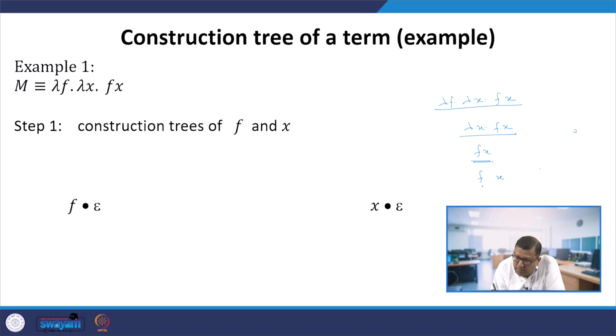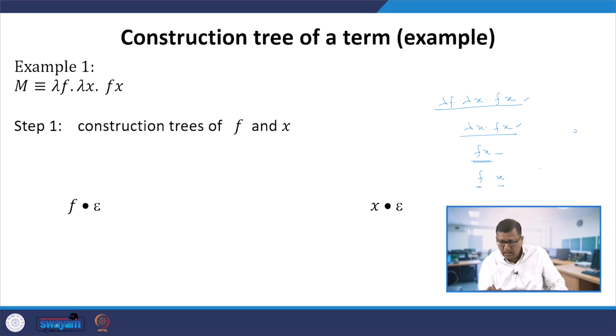So how many subterms are there? 1, 2, 3, 4, 5. So there are 5 subterms in this. So the tree will contain 5 nodes, and each of them will be labeled by one such subterm. So that is the idea. The idea of constructing this tree is from these simple subterms.